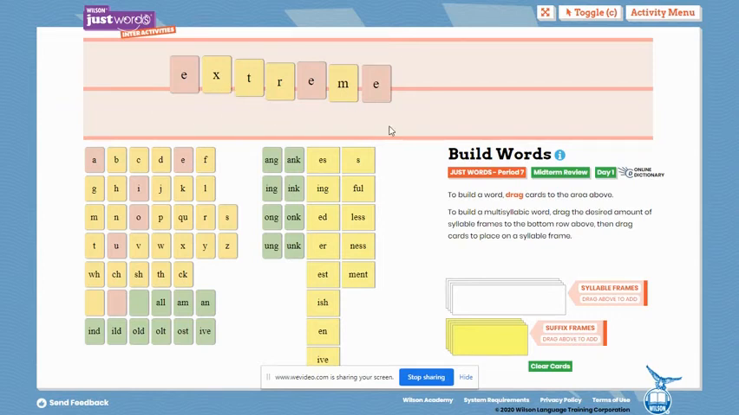Extreme. Are you extreme in your skiing? Do you get to go down the black diamonds? Maybe you're an extreme skier, maybe not. That's okay. All right, here we go.